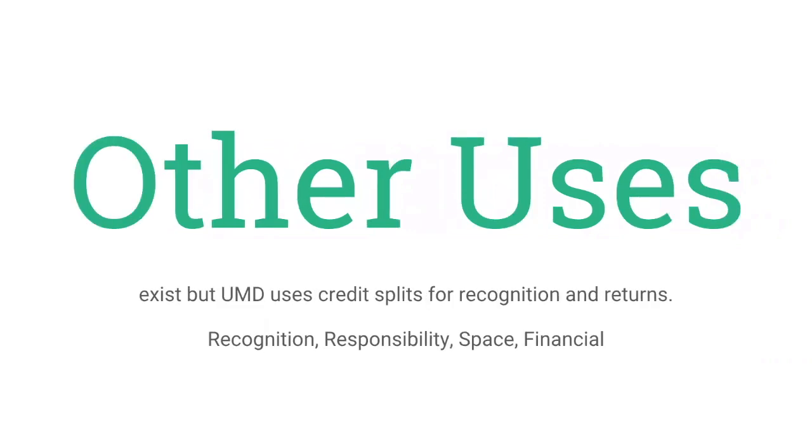There are other uses, and I know that many of you indicated that you use multiple types of credit. I know that out of the box, Kuali Research does include recognition, responsibility, space, and financial credit options. Maryland College Park uses the recognition option, but the four out of the box are available for use.